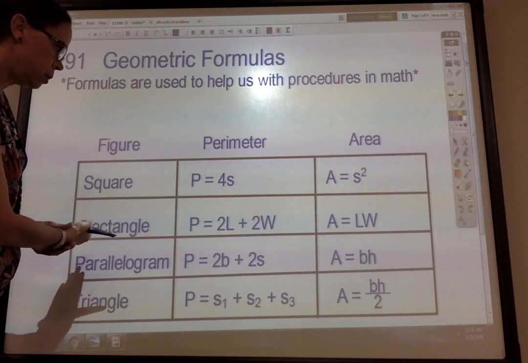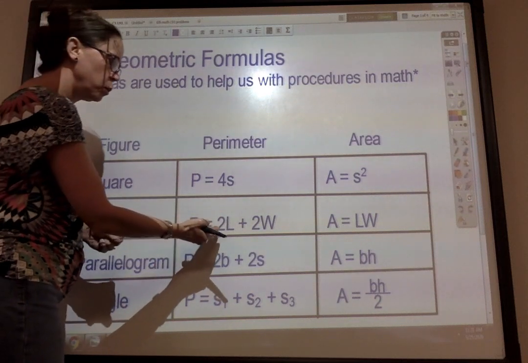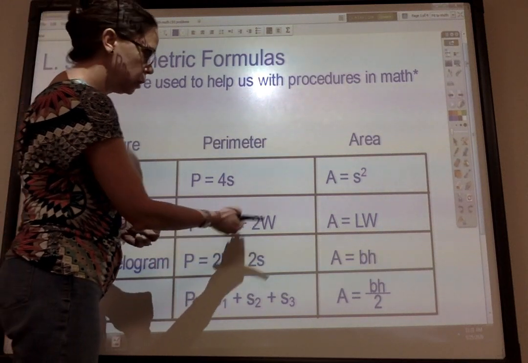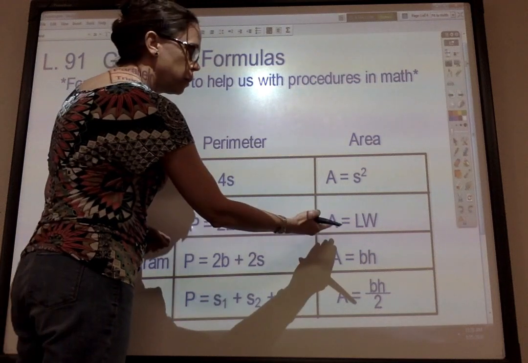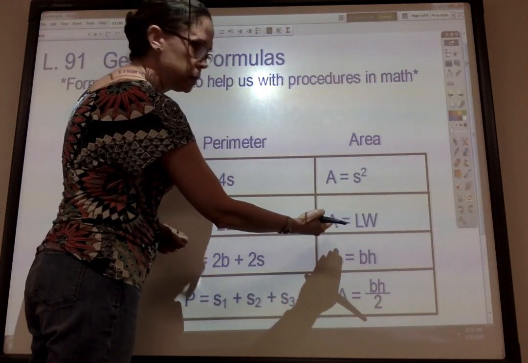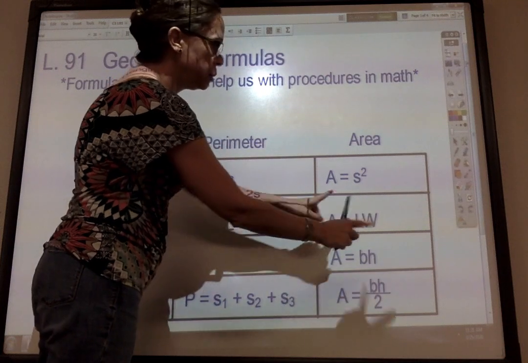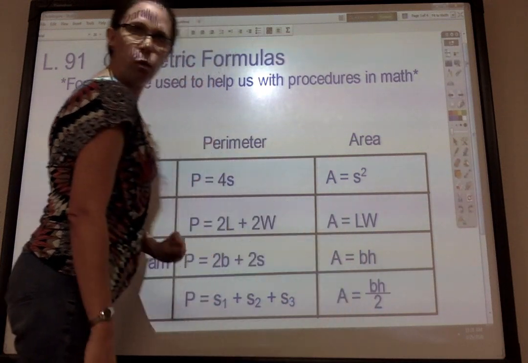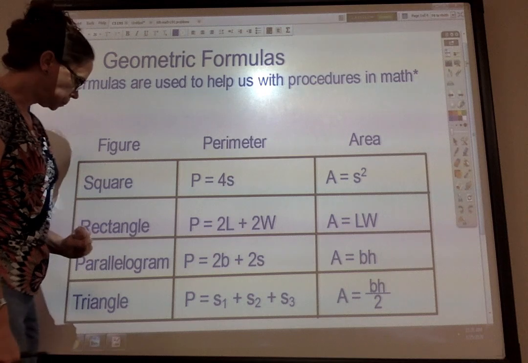Okay, for a rectangle, to find the perimeter, we say 2 times the length plus 2 times the width. If we want to find area, the formula for area is length times width. Remember, when you have 2 letters next to each other, we are multiplying between them.